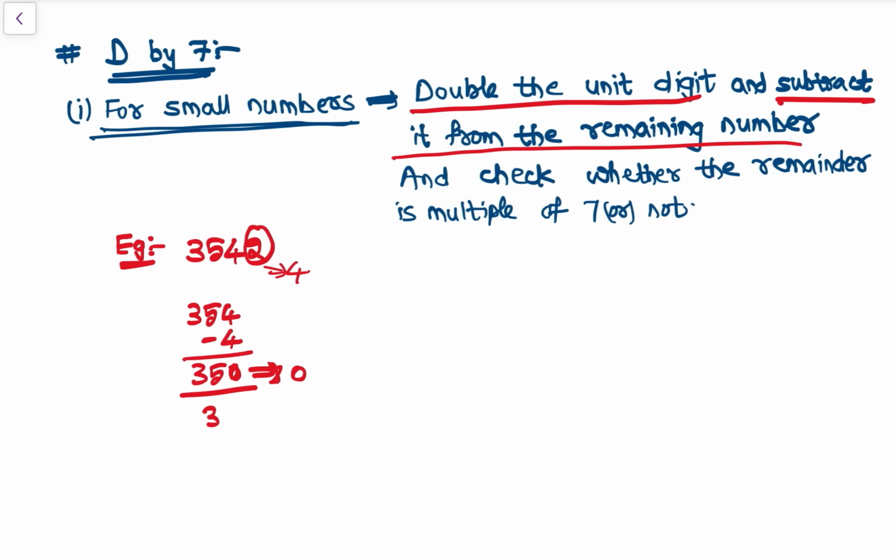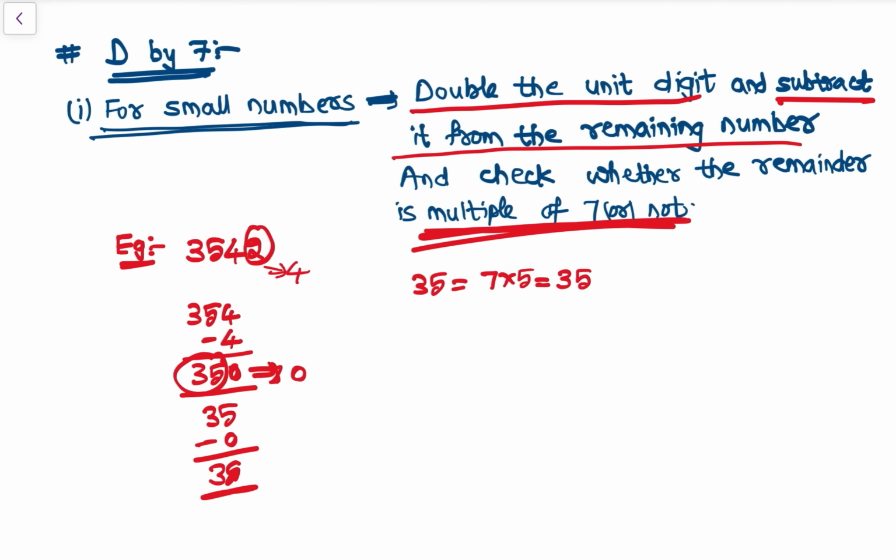So the remaining number is 35. So 35 minus 0, that is 35. So what is 35? 35 is 7 into 5 is 35. And check whether the remainder is a multiple of 7 or not. Yes, the remainder is a multiple of 7. So this number is divisible by 7.